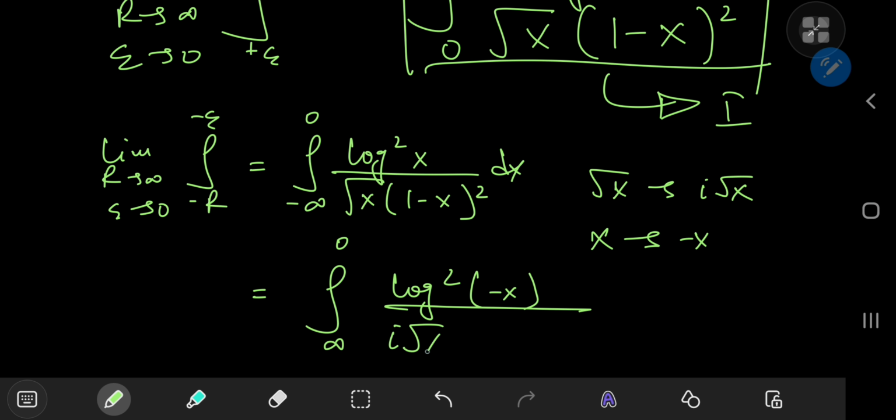So we have I times square root x, and 1 minus x becomes 1 plus x squared, and the differential element now becomes negative dx. And you can get rid of the negative sign, of course, by switching up the limits of integration. So you're integrating from 0 to infinity again.